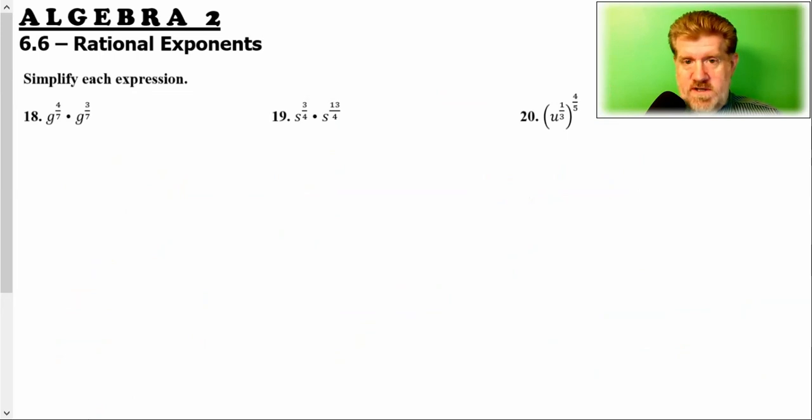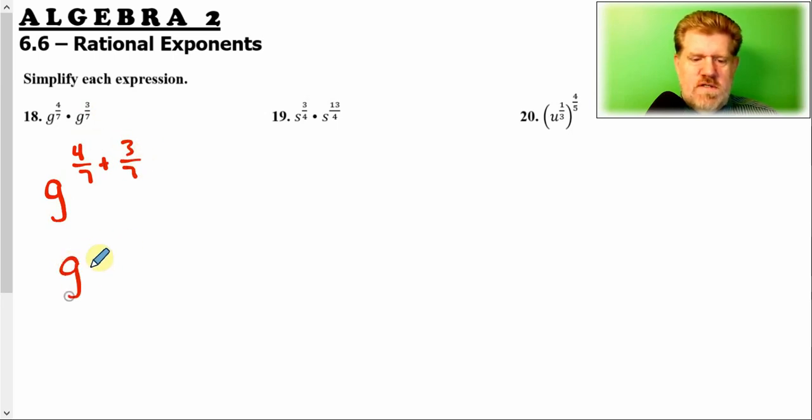All right, sometimes I enjoy simplifying expressions with variables better because you don't have to reduce anything. So look what we're doing here. We have g to the 4/7 times g to the 3/7. Well, we're going to add those exponents. What's 4/7 plus 3/7? Yeah, 7 over 7, which is 1. So our answer is just g.